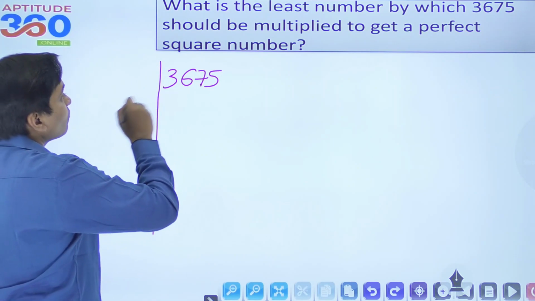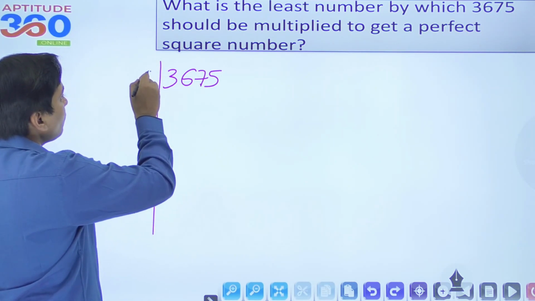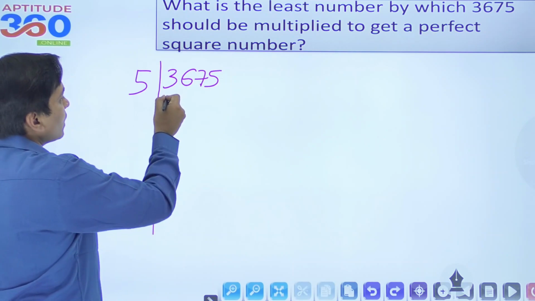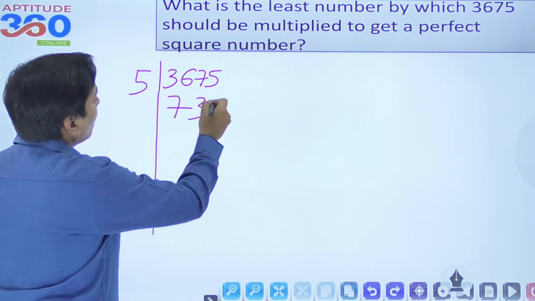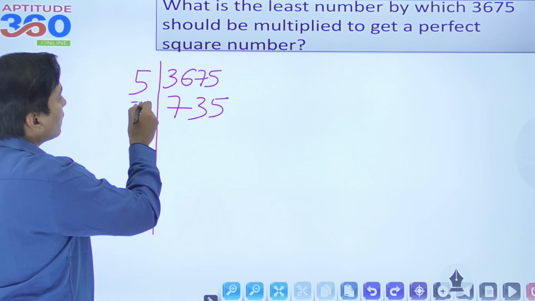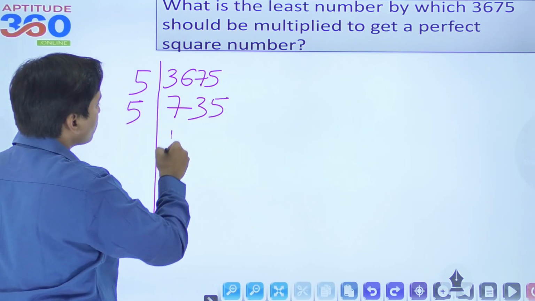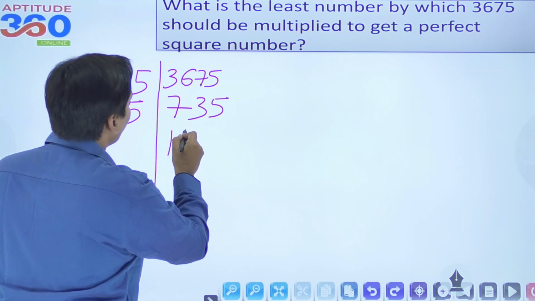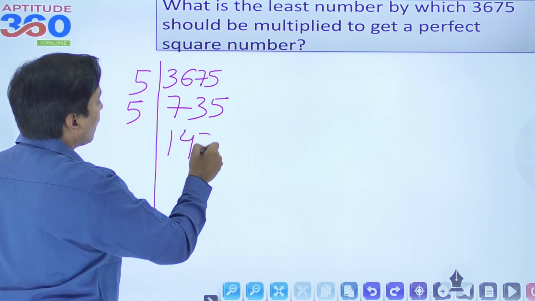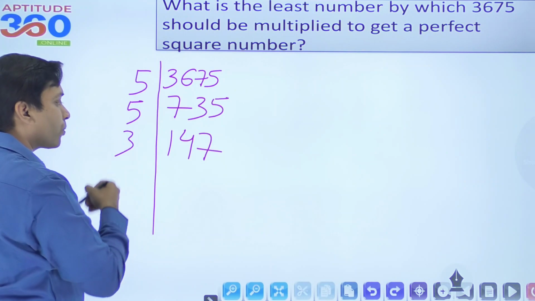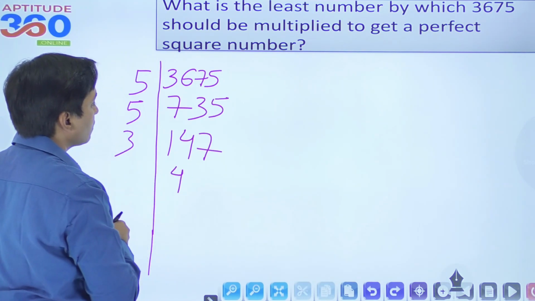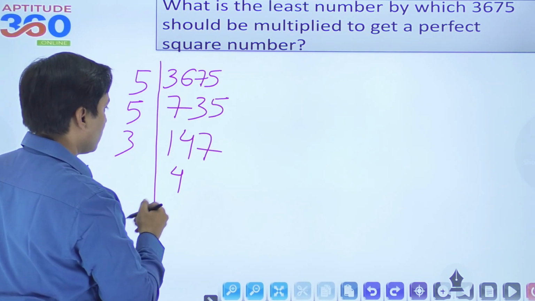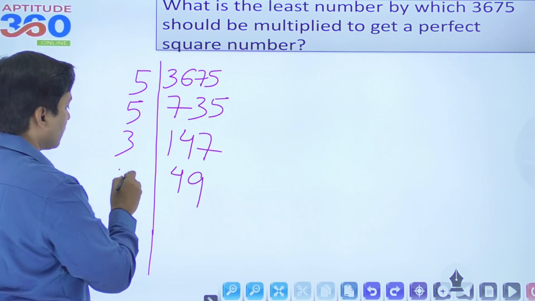So let us do this. How do we do that? Let us start with 5. This gives 735. And again 7, there is a possibility. So it's 147, and then you got 3. And then you got 7.